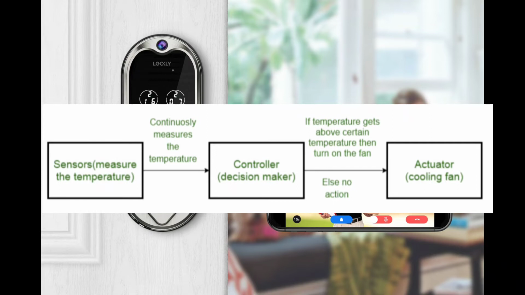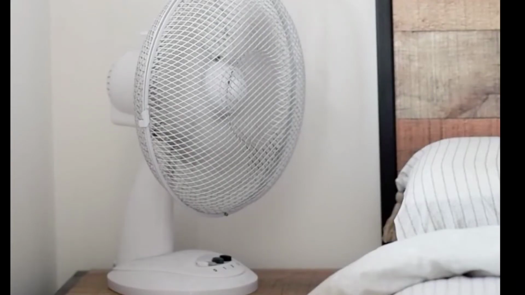If temperature gets above certain temperature, then it turns on the fan, else there is no need of action. Then actuator does make the fan on. This is the function of actuator in IoT network. Isn't it fabulous and important function of an actuator?